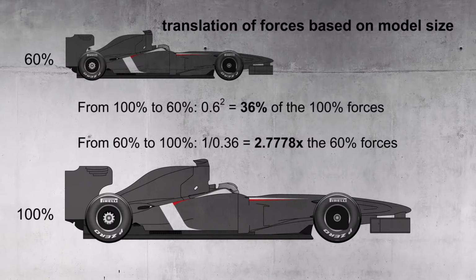So anyway, a 60% model will measure 36% of the real force. So you need to multiply forces up by 1 divided by 0.36, which is 2.7778. And this is easy to explain because the model is smaller and narrower than the real car.